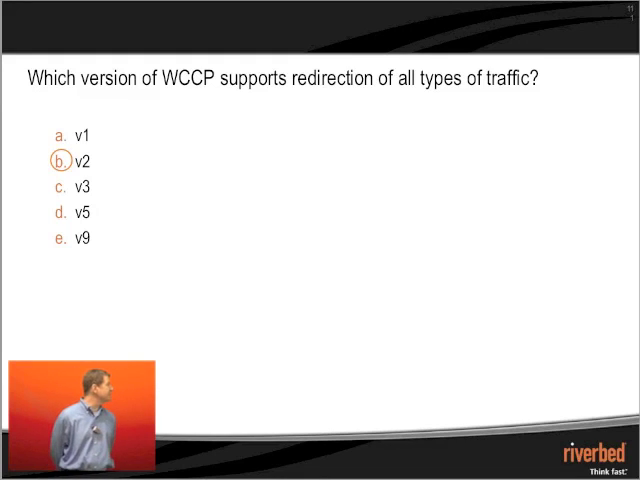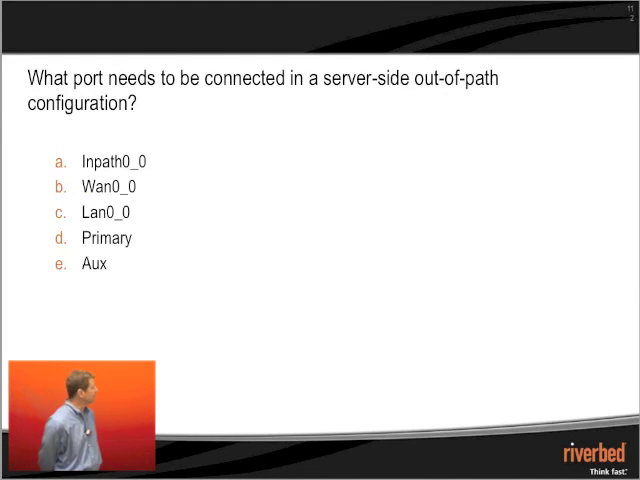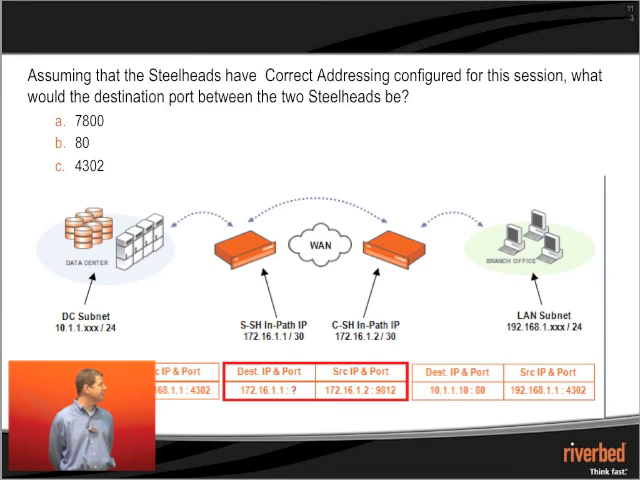Next, what port needs to be connected in a server-side out-of-path configuration? Remember, when we're doing server-side out-of-path, we use the primary port. That's D. Next, assuming that the steelheads have correct addressing configured for this session, what would the destination port be between the two steelheads? Correct addressing. Remember that correct addressing uses the source and destination IP addresses of the steelheads, and then uses port 7800 on the inner channel. So with correct addressing, your correct answer here is A.